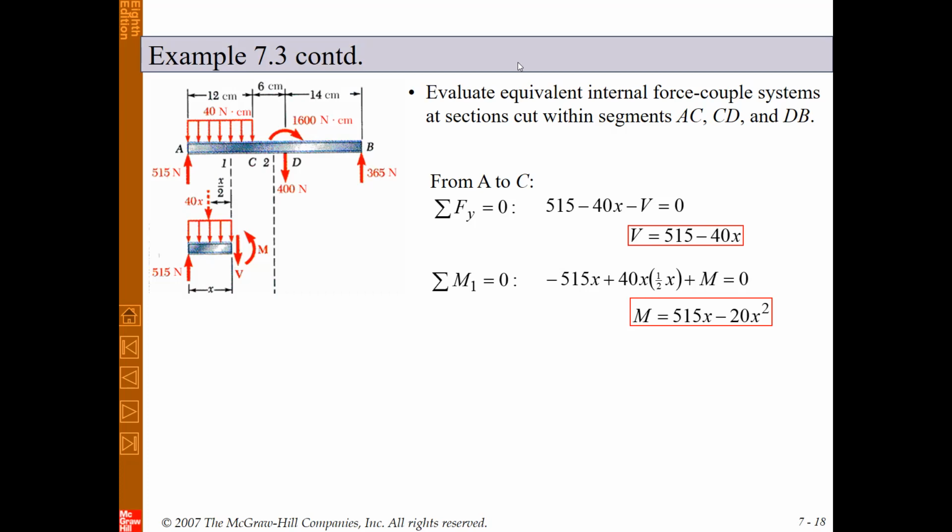This x squared will be calculated here. Here we have 40x multiplied by half times x. So 40 multiplied by half is 20. And here we have x multiplied by x is equal to x squared. So this term is 20 times x squared, and here we have minus 515 times x. When you move it to the other side of the equation, it will be minus 20x squared, and it will be plus 515x. Okay, any other question from this part?